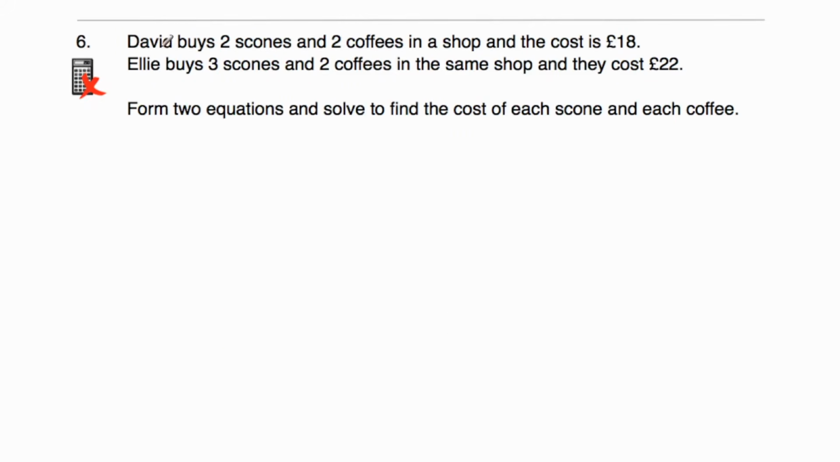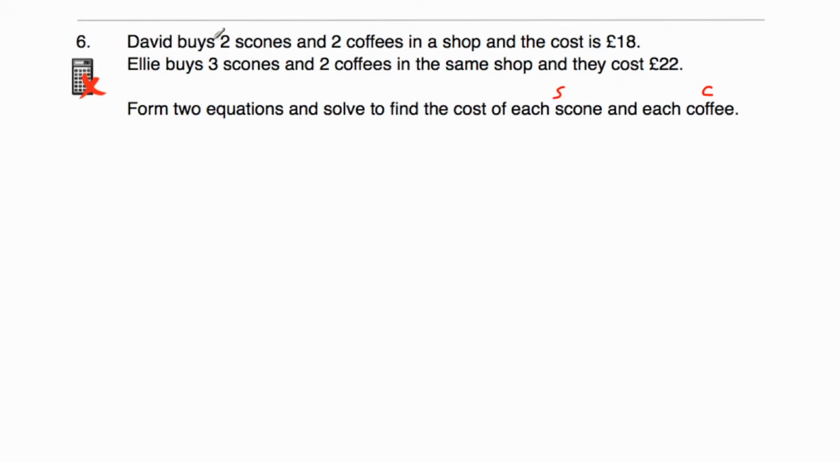Okay, question number 6. David buys 2 scones and 2 coffees in a shop, and the cost is £18. Ellie buys 3 scones and 2 coffees in the same shop, and they cost £22. Form 2 equations and solve to find the cost of each scone and each coffee. So let's let the cost of each scone be S and the cost of each coffee be C. And let's make 2 equations.